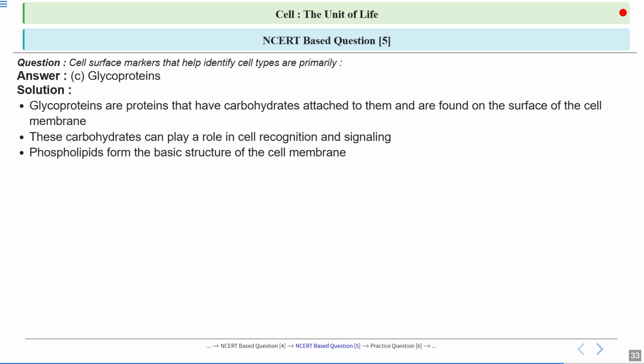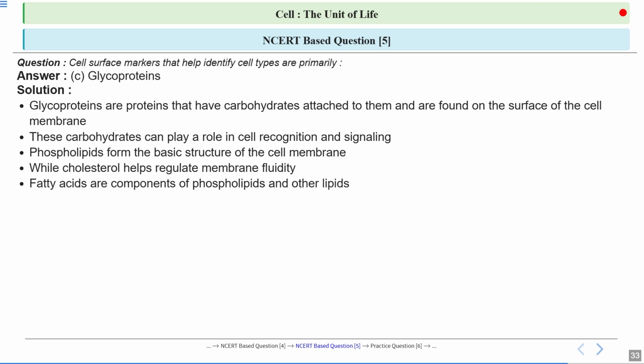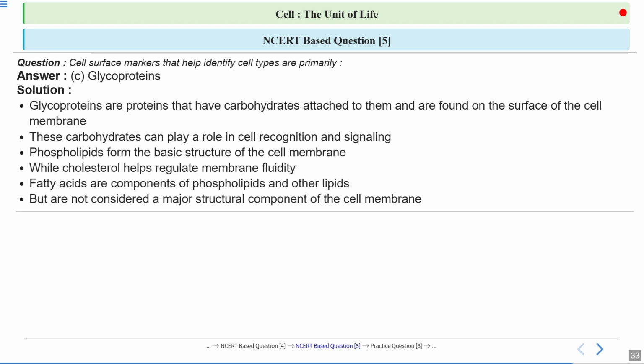Phospholipids form the basic structure of the cell membrane, while cholesterol helps regulate the membrane fluidity. Now, fatty acids are composed of phospholipids and other lipids, but are not considered a major structural component of the cell wall.